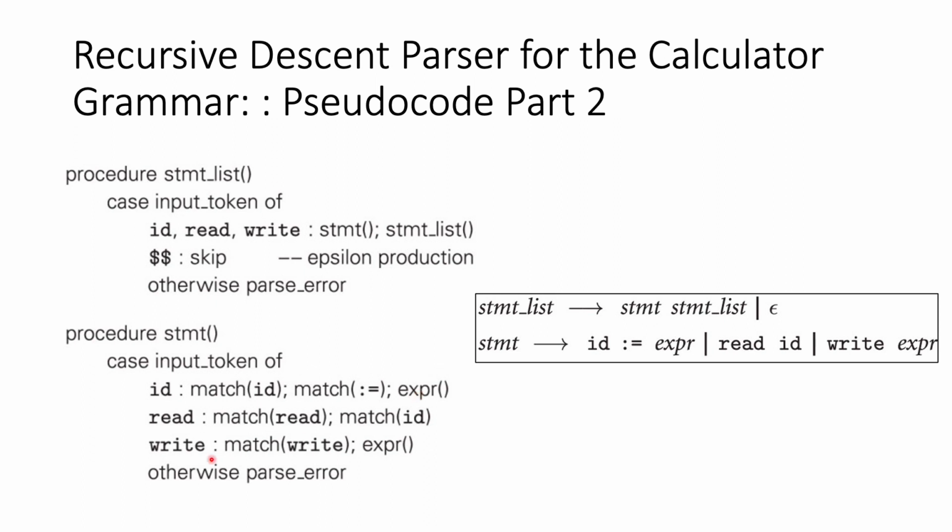For example, in the case of write, it calls match of write, then calls the EXPR subroutine, because this case predicts the production for STMT whose right hand side is write EXPR.